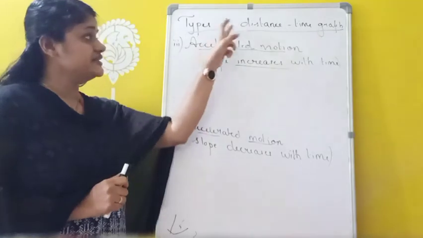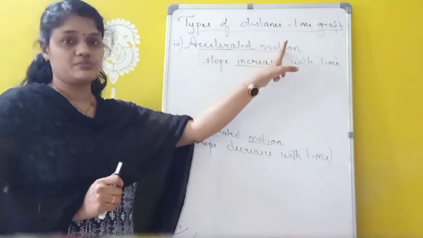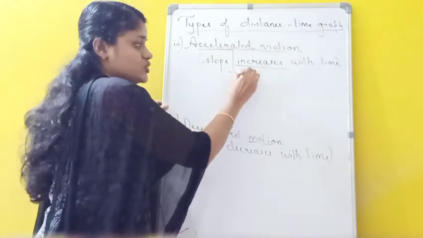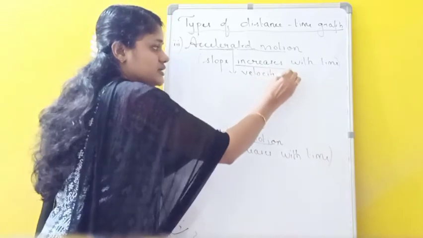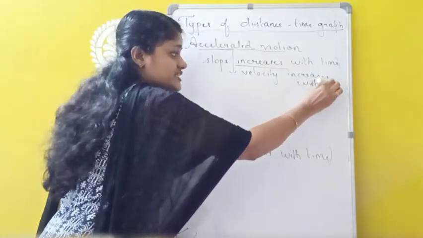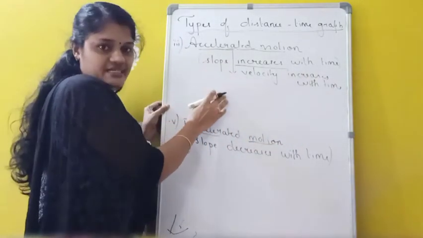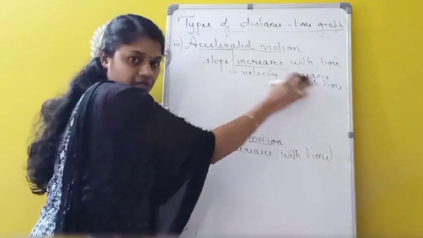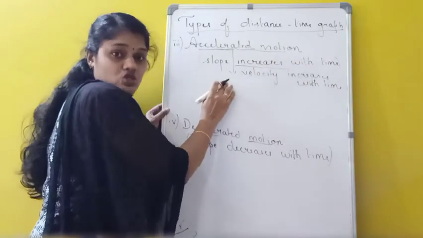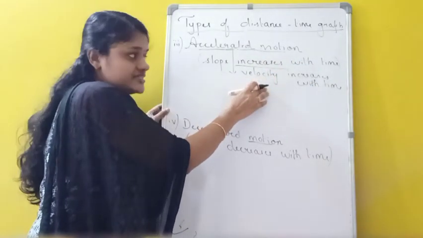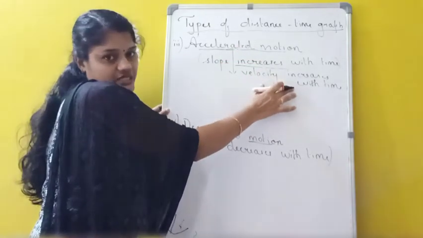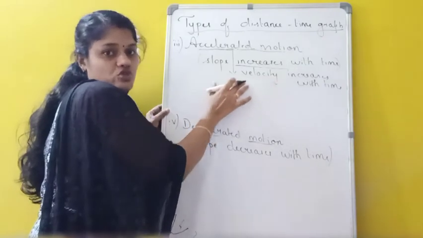Next is the distance time graph for accelerated motion. Accelerated motion means velocity is increasing with time. So velocity is not constant here. In the case of accelerated motion, velocity is increasing with time, and in this case, slope is increasing with time. Whenever slope is increasing, we know which quantity will also be increasing? Velocity will be increasing, because the slope of a distance time graph gives velocity. So whenever slope is increasing, velocity also will be increasing.